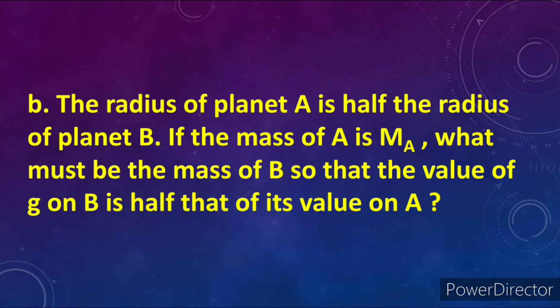B. The radius of planet A is half the radius of planet B. If the mass of planet A is Ma, what must be the mass of planet B so that the value of g on planet B is half that of its value on planet A?